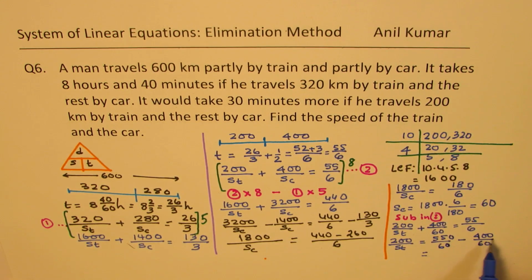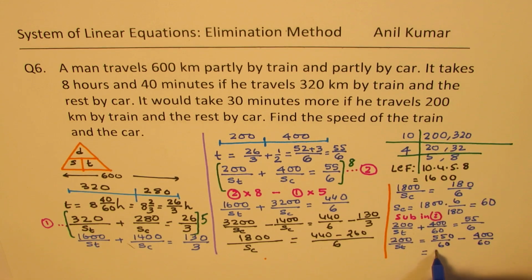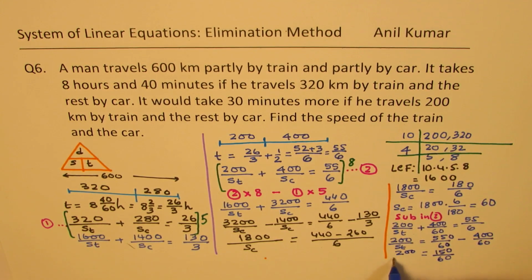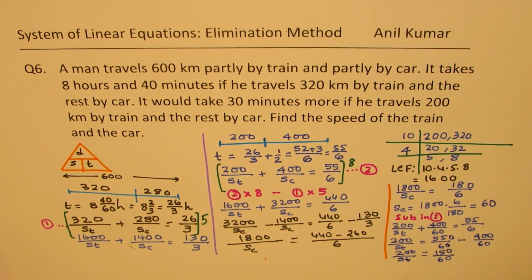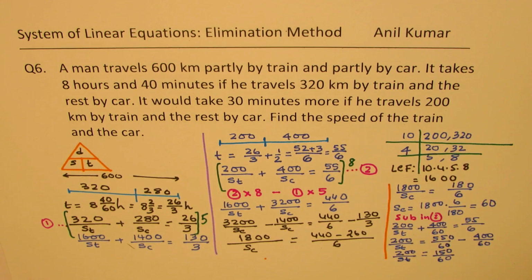550 minus 400 is 150, right? So what we get here is 150 over 60 is 200 over speed of train. Is that clear to you? So see how we simplify, taking a common denominator, and now we can cross multiply and get our answer. Is that clear to you?